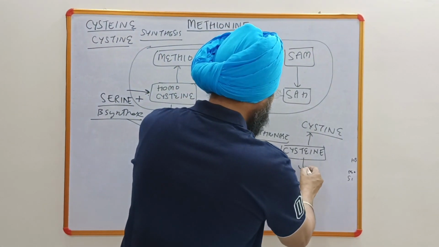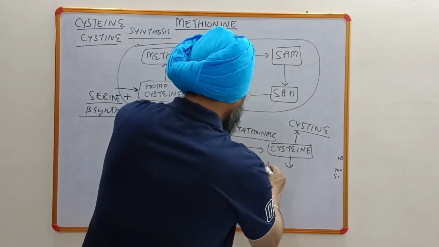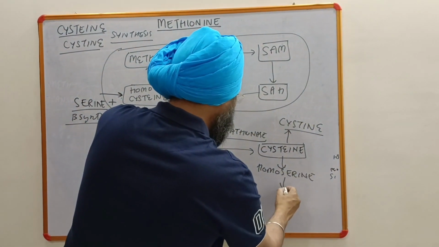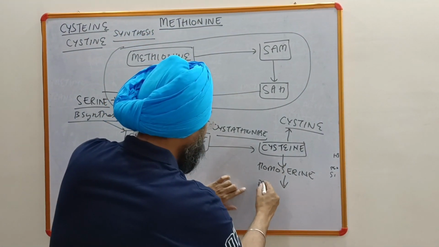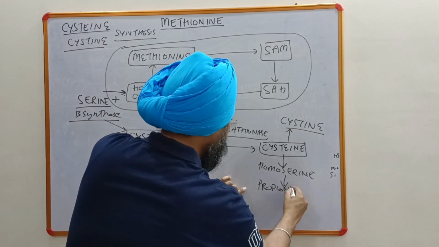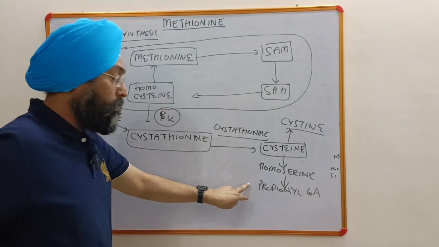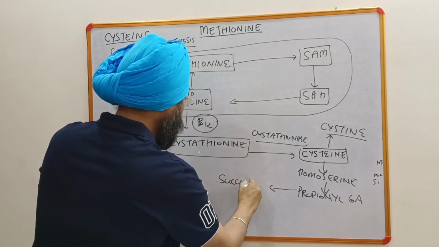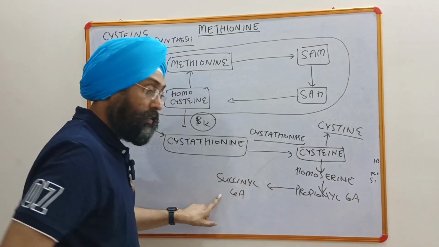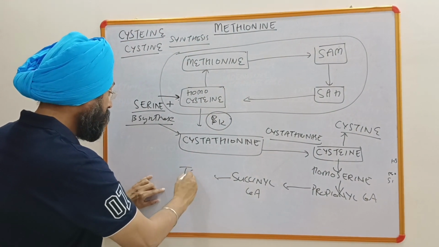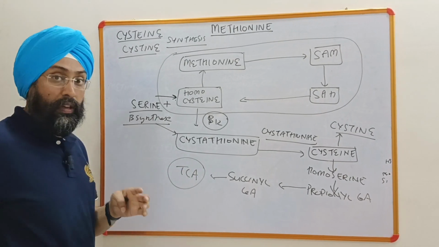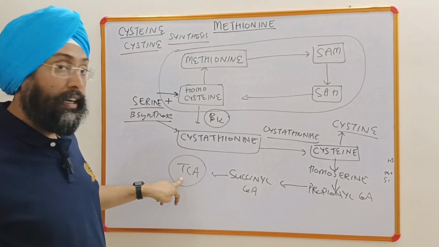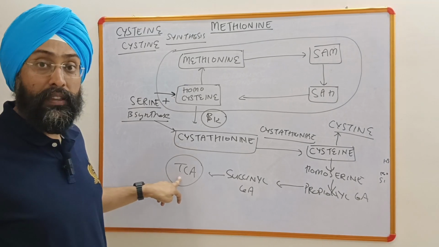Now cystathionine will further break down to homoserine to form propionyl CoA, right? Propionyl CoA will form succinyl CoA. Succinyl CoA now can enter the TCA cycle, right? So earlier we discussed it is a glucogenic amino acid. Now it is leading to the synthesis of glucose because the products are leading to the synthesis of glucose via the TCA cycle.